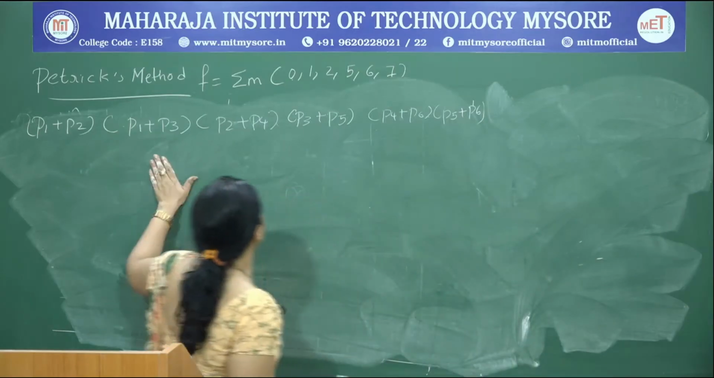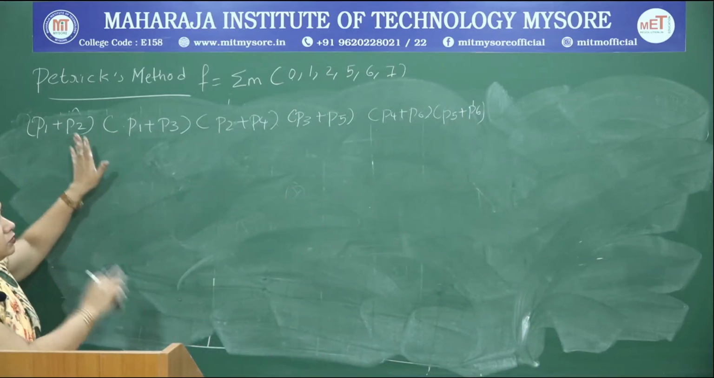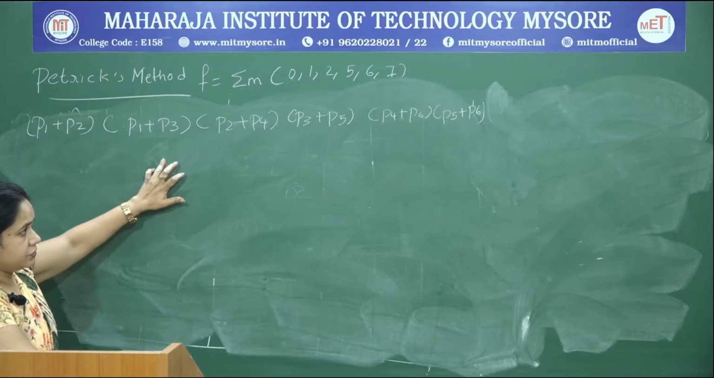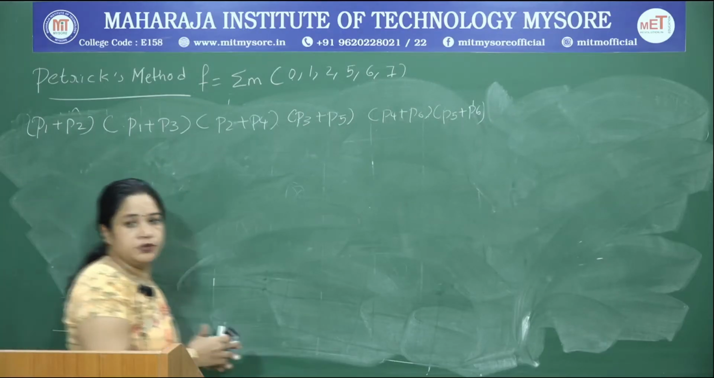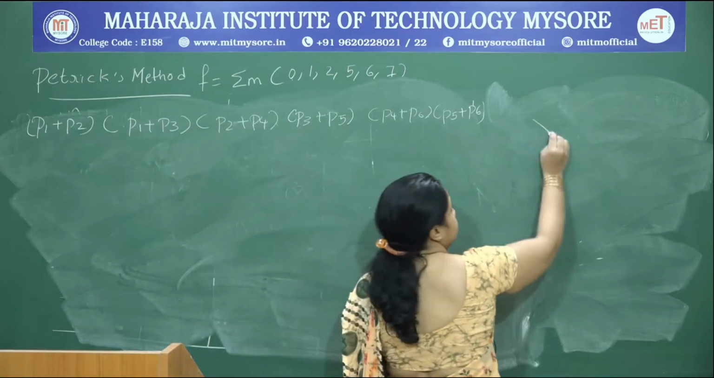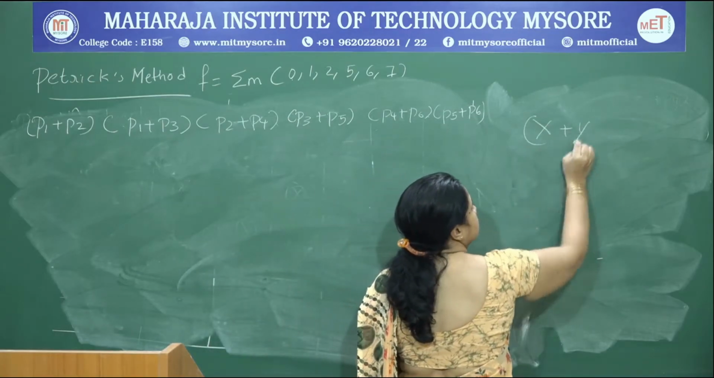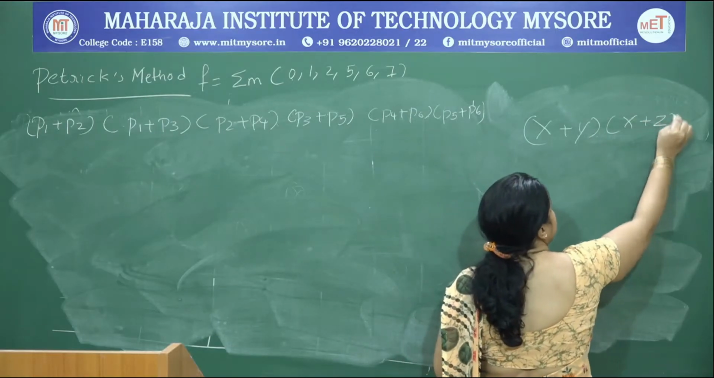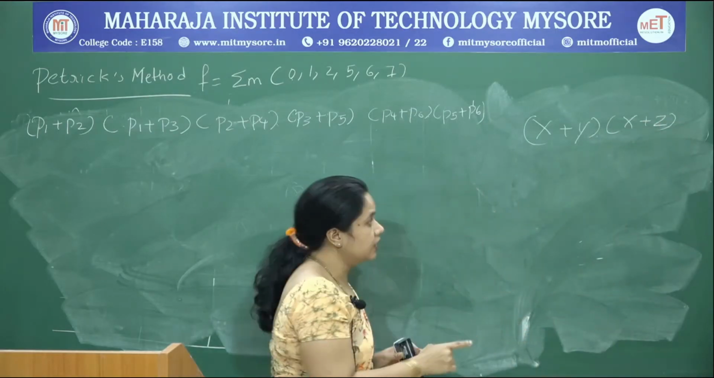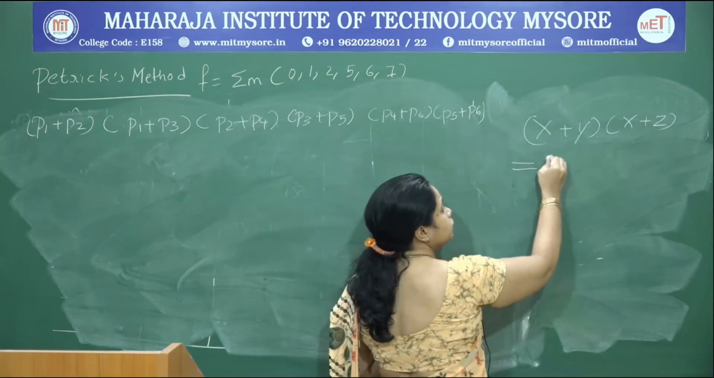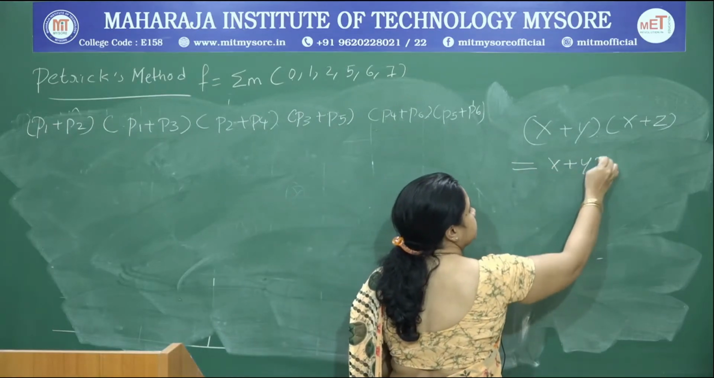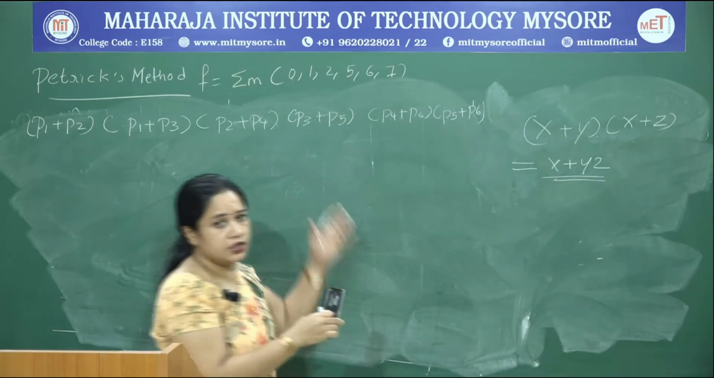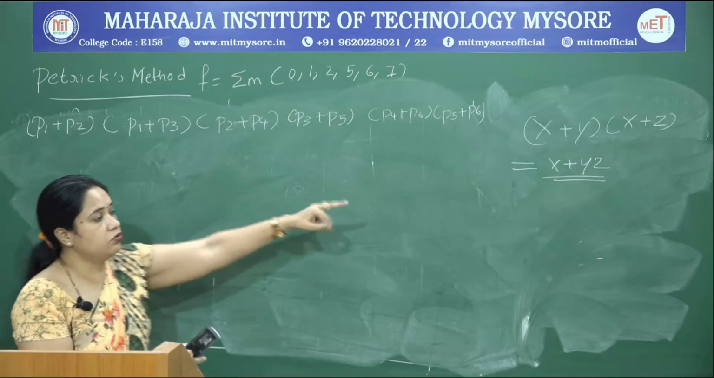So what we do is we try to apply the distributive law of multiplication to simplify this expression. According to the distributive law of multiplication, if you have two terms like this, say (x + y)(x + z), this directly gets reduced to x + yz. So we will try to look for these combinations in the given expression and try to reduce it.